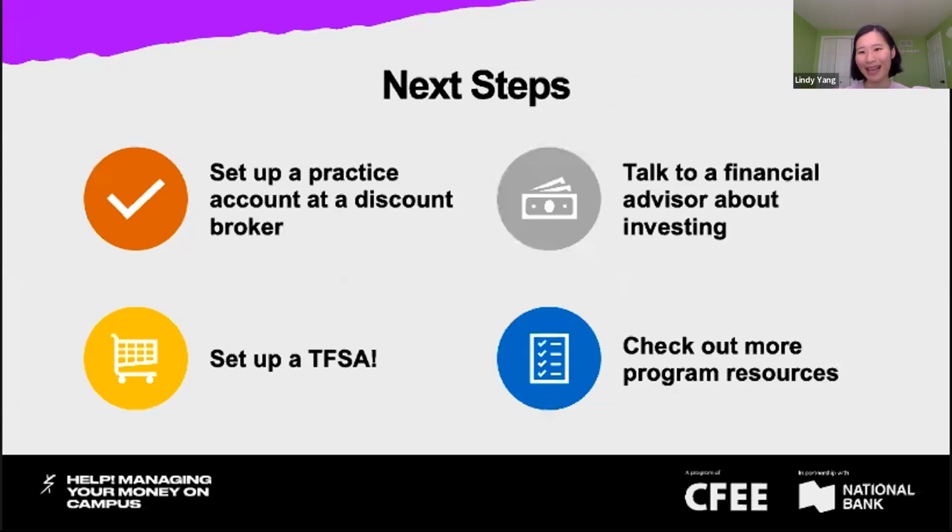Here are some next steps that you might want to consider. You could set up a practice trading account at a discount brokerage and go through the motions of investing, which involves doing your research and finding out which investment options would work best for you and your goals. You may also want to consider talking to a financial advisor about investing. One of the simplest ways to do so is through your bank. You can also research your options and find a financial advisor or financial advisory firm that you feel comfortable with.